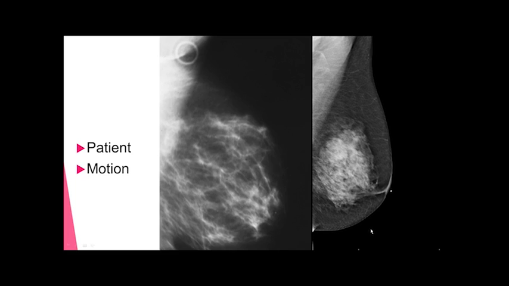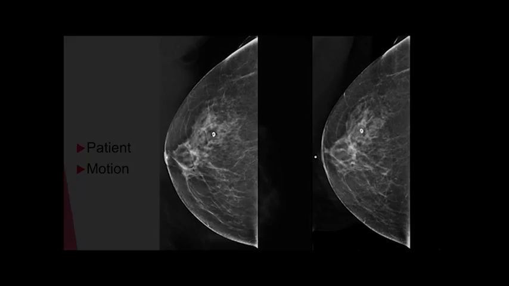Also, they can zoom in on the image to check for motion. I would encourage your technologist to use the zoom button or the magnification tool to be able to see if they think there's motion, that they can use that tool. But compression does reduce patient motion.